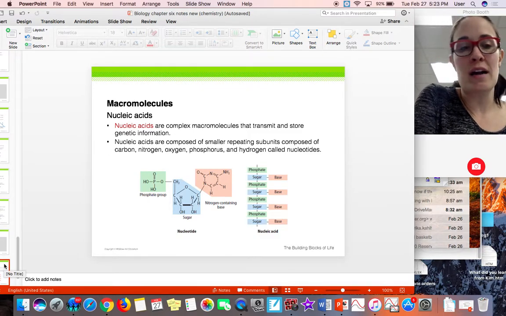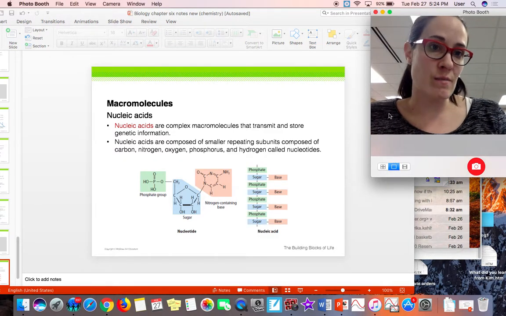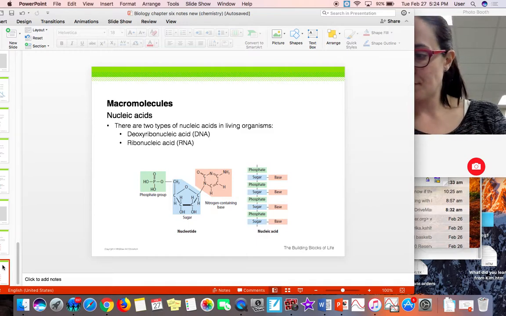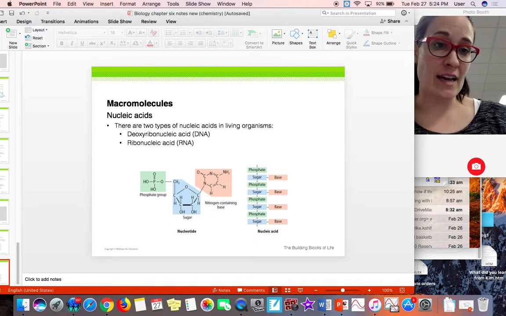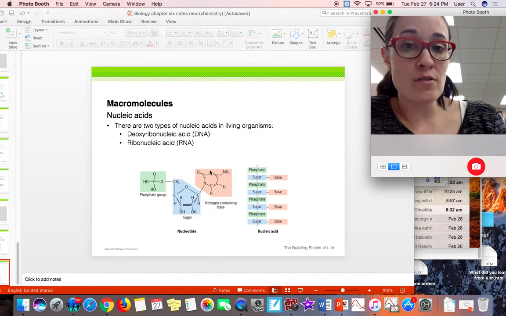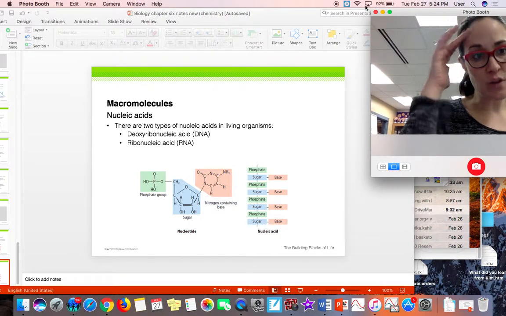What are they for in the body? They store genetic information and they transmit genetic information to make proteins. So there are 2 types of nucleic acids, and we'll talk more about them in detail in the genetics unit. There's deoxyribonucleic acid, or DNA, and ribonucleic acid, or RNA.